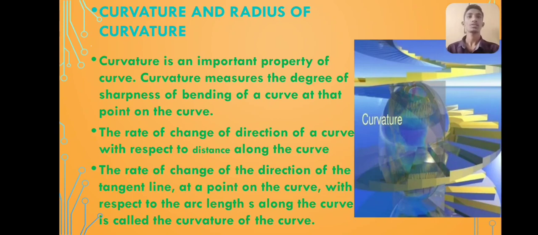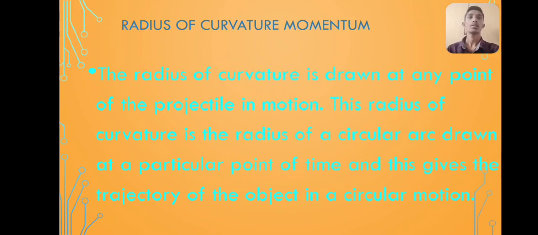The rate of change of the direction of the tangent line at a point on the curve with respect to the arc length along the curve is called the curvature of the curve. Moving on to radius of curvature in motion. The radius of curvature is drawn at any point on the projectile in motion. This radius of curvature is the radius of a circular arc drawn at a particular point of time, and this gives the trajectory of the object in a circular motion.